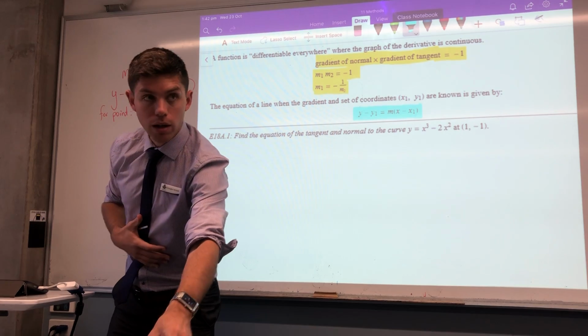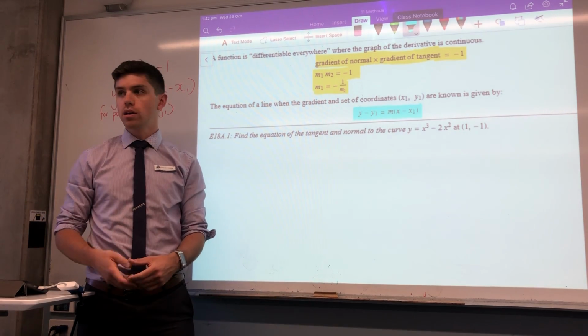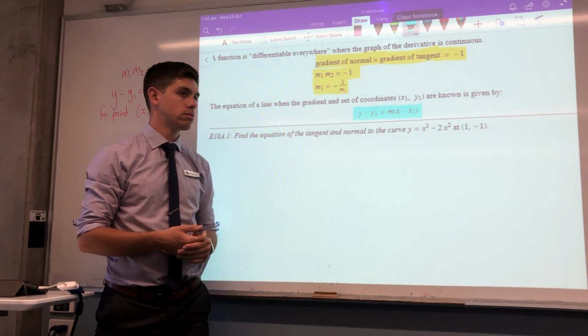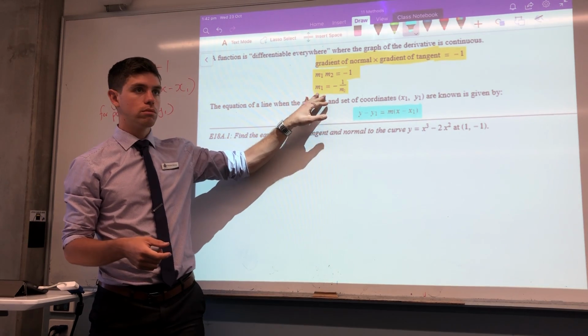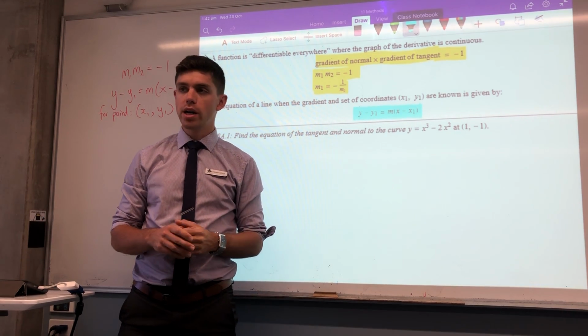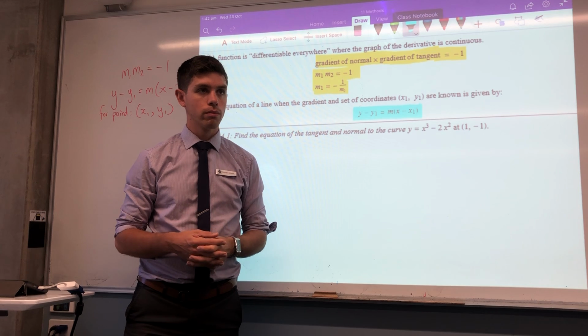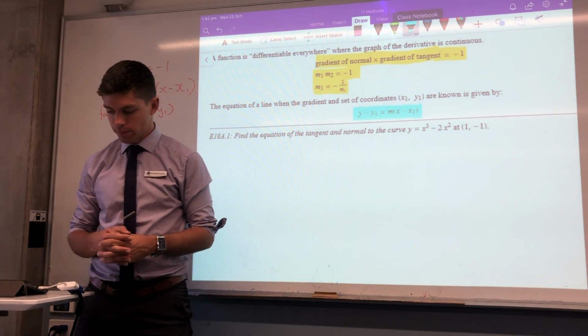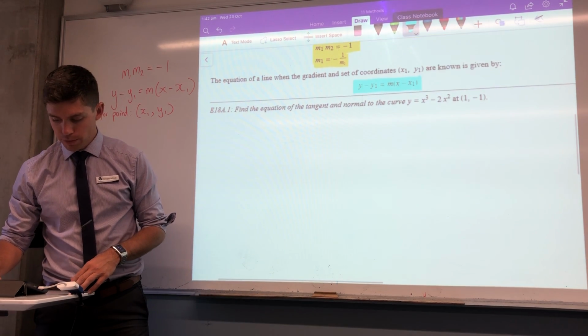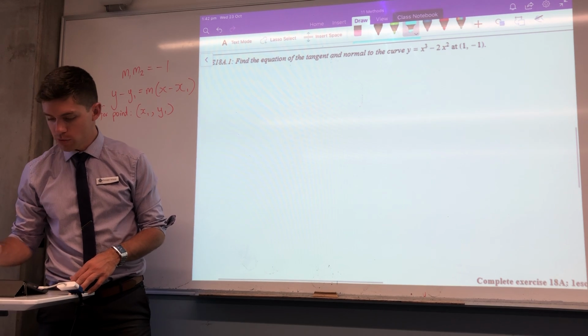Is there any questions about any of the definitions there? Normal line, tangent line, formula for relating to gradients. Okay. So let me scroll down so we can have all of the space, because we're probably going to need it here.